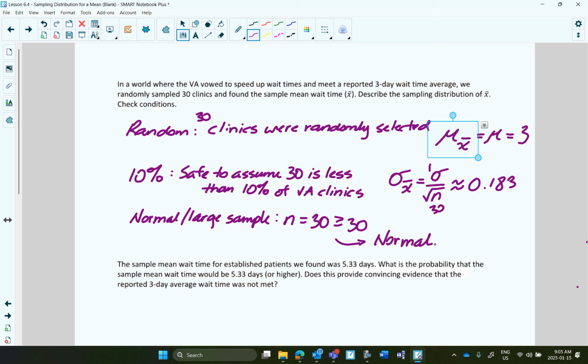What's the probability of getting that? Remember, if the probability of getting that is higher than 5%, we use 5% as a guideline, that means it's not that uncommon. It's not that unusual. We just got a higher result by chance. So we can't say that the 3-day wait time hasn't been met. However, if it's a very low probability of happening, then we can say no, that 3-day wait time is not right.